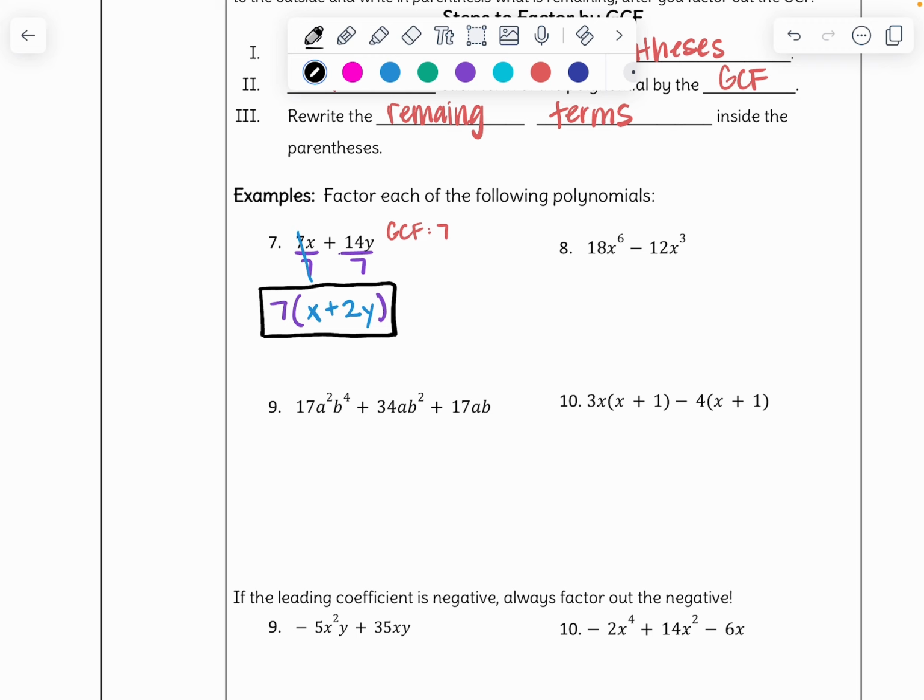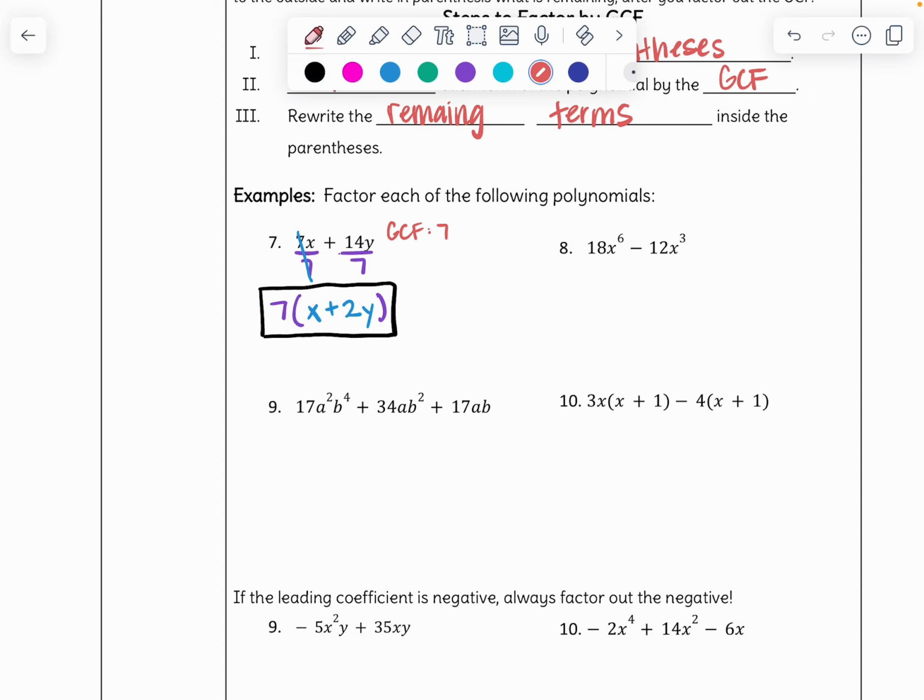You can think of this as reverse distributing. So if we were to look at this problem, we would distribute the 7. We would multiply 7 times x and 7 times 2y, and you would end up with your original problem, 7x plus 14y.